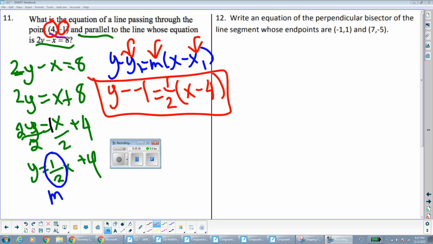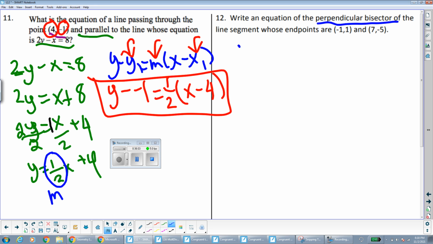In the next question, we have to write an equation of the perpendicular bisector of the line segment whose endpoints are -1, 1 and 7, -5. So remember, anytime we write the equation of a line, we need a point and we need a slope. Since we are dealing with a bisector, bisectors cut line segments in half, so they always pass through the midpoint of the line segment, which is the halfway point. So I'm going to need to find the midpoint.